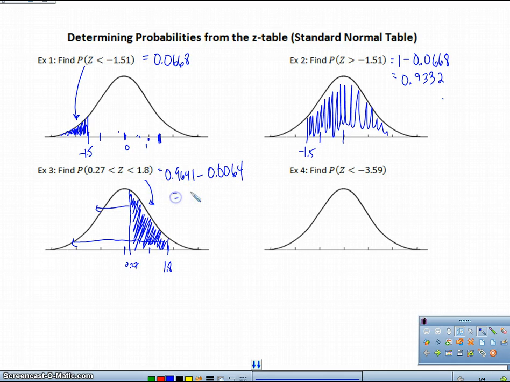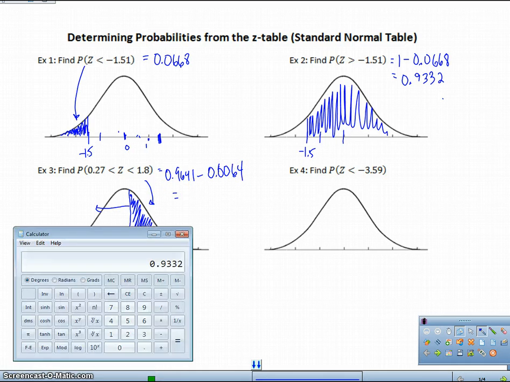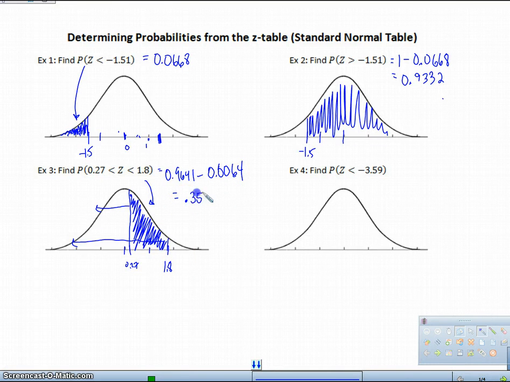6064. Put that in the calculator. All right, 0.9641 minus 0.6064 is 0.3557. 3.3577 is what I meant to say. All right, z is less than negative 3.59.